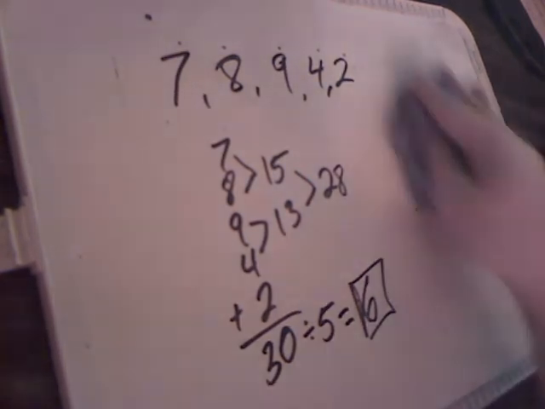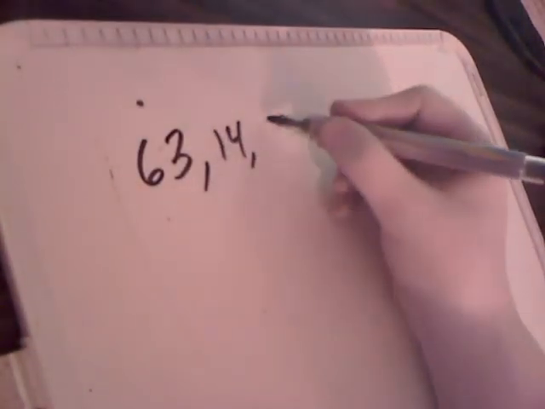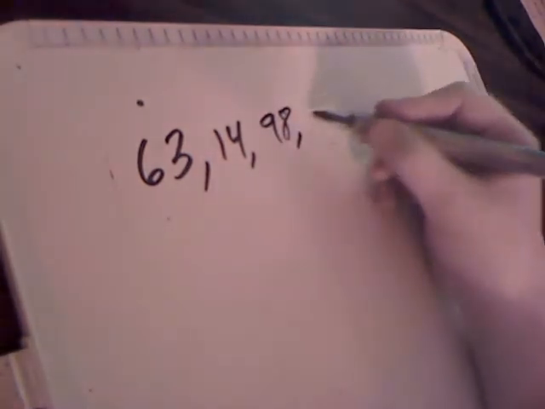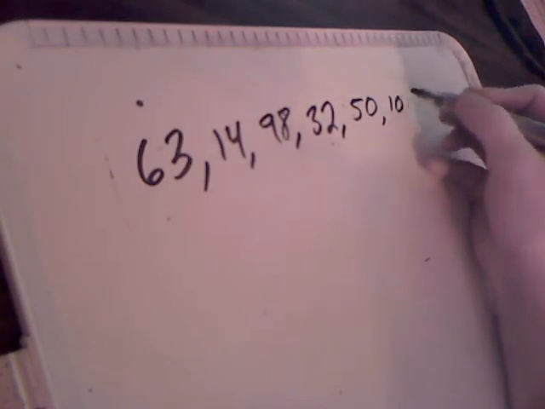Let's take a look at some bigger numbers. Our next set of numbers will be 63, 14, 98, 32, 50, and 107. Maybe you're comfortable adding those up in a big column, maybe you're not. If you're not comfortable adding all those up in a big column, you can add them up in separate addition problems. I'm going to add up 3 numbers at a time and then combine them all.